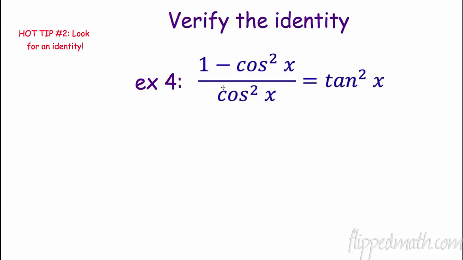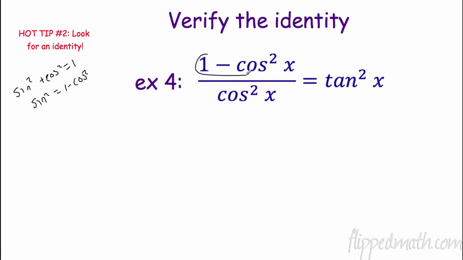All right, verify the identity. Ooh, we got another hot tip. Hot tip! Look for an identity. All right, now, here we go. Sine squared plus cosine squared equals 1. Remember, ooh, look at this. 1, if I subtract this, sine squared is the same as 1 minus cosine squared.